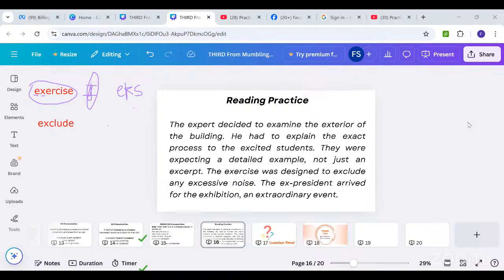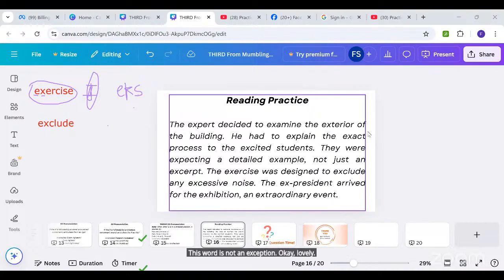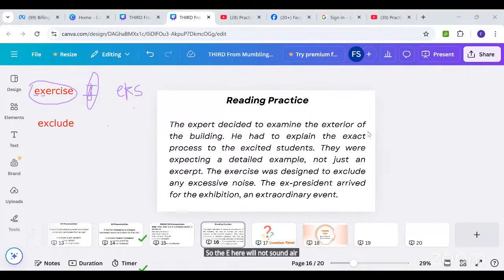Are you there, sir? Yes, I'm here. I'm with you. So remember the first word is an exception. This word is not an exception. So the E here will not sound air, it will sound A. Exclude.